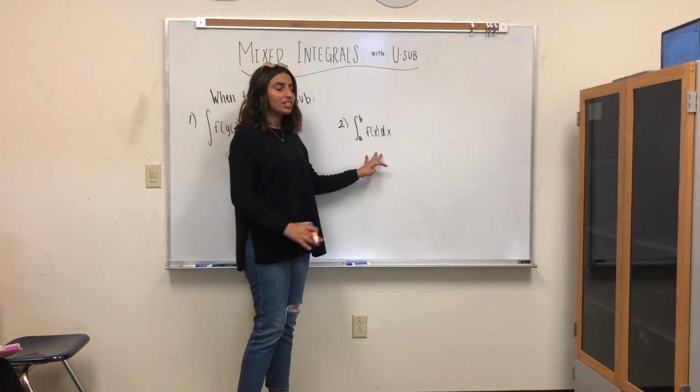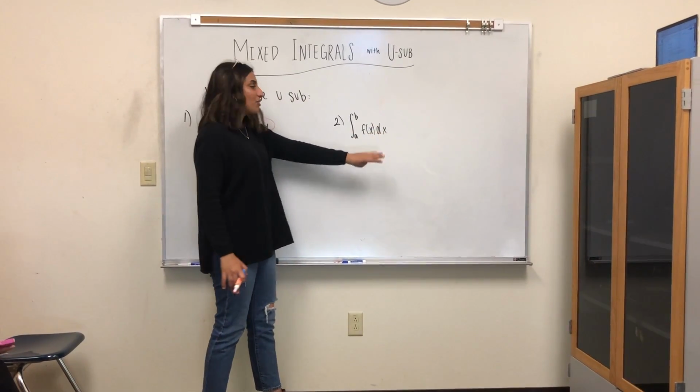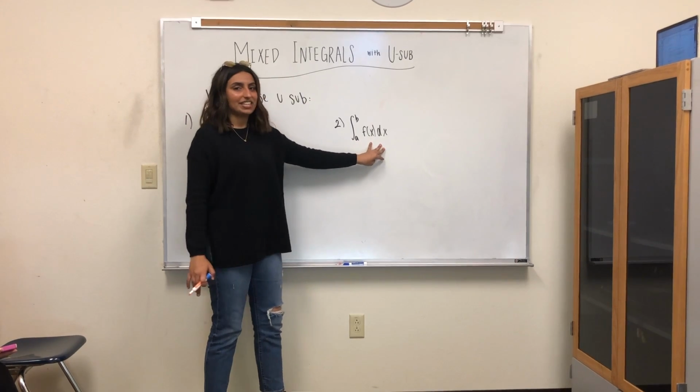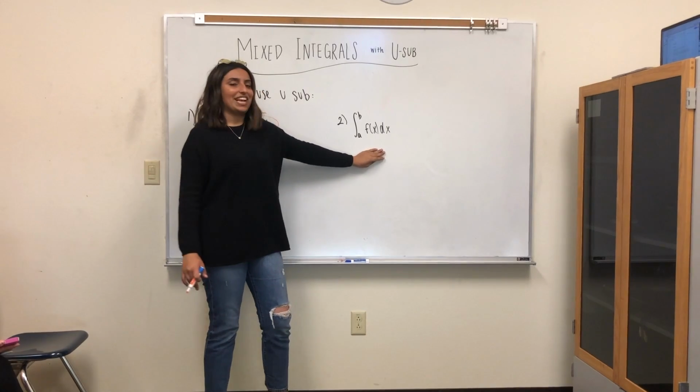And the second time you would use it is when you have an integral and f of x is a weird function that you can't take the antiderivative of. So substituting u would make it easier to take the antiderivative.